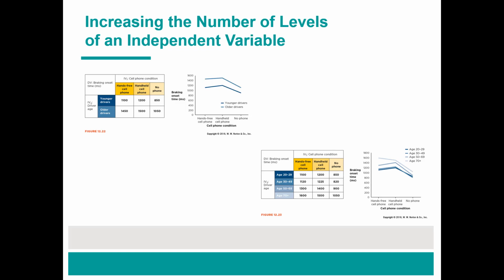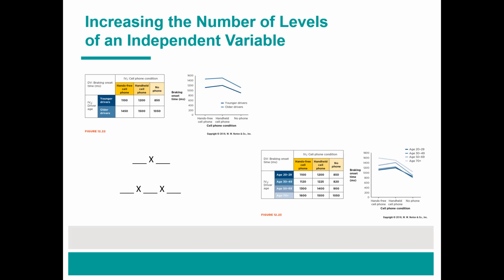Factorials are notated like this, or like this. The number of blanks tell you the number of independent variables, and the numbers that you put in those blank cells tell you the number of levels of each of those independent variables. Suppose that Strayer and Drews increase the number of levels on their age variable from 2 to 4. Now it is a 3 cell phone condition by 4 age factorial design.